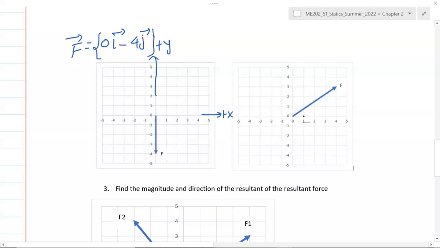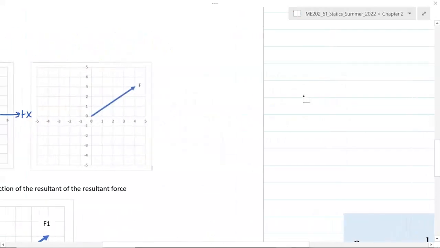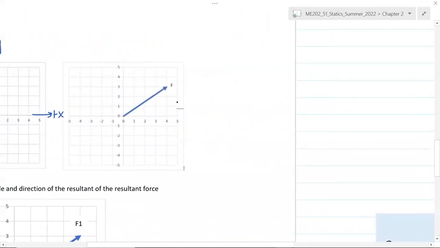Okay. For this vector, this can be written as x projection is 4 units, and that's positive, and y is 3 units, that's positive as well. So this is 4i plus 3j newtons.